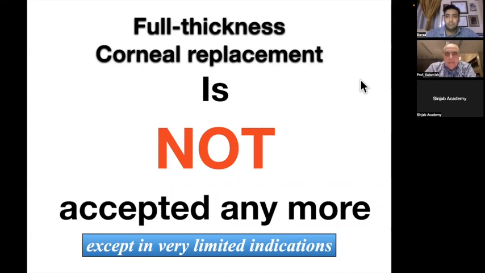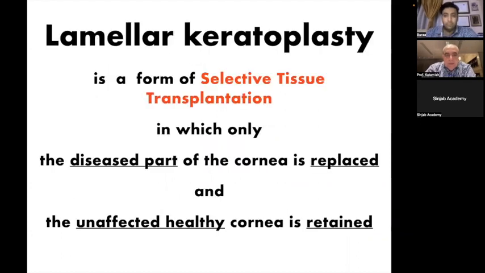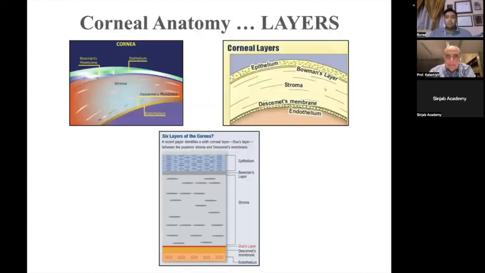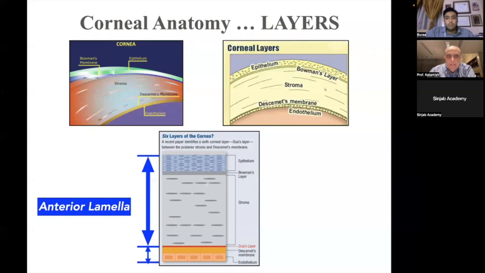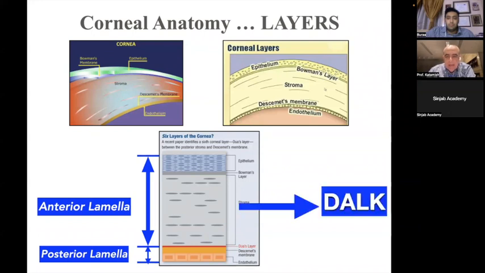Full thickness corneal replacement is not accepted anymore except in very limited indications. Lamellar keratoplasty is a form of selective tissue transplantation in which only the diseased part of the cornea is replaced and the unaffected healthy cornea is retained. As you know, the cornea is arranged into layers: the epithelium, Bowman's and stroma, called the anterior lamella, and Descemet and endothelium, the posterior lamella. So if we have a pathology in the anterior lamella of the cornea, it doesn't make sense to change the whole cornea. We just change the diseased anterior lamella by an operation called anterior lamellar keratoplasty.